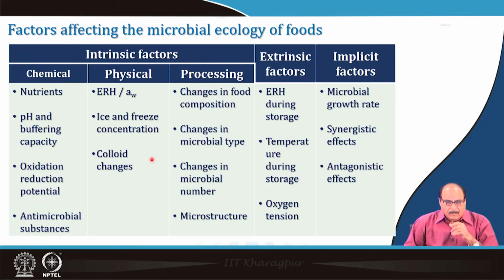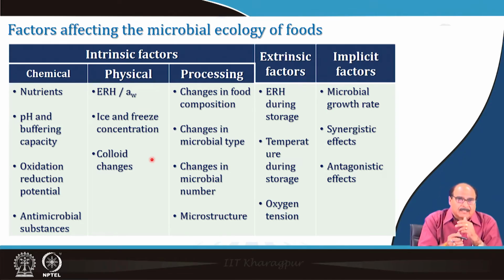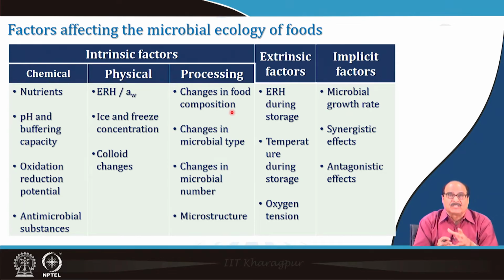Okay. Then, in this table I have summarized all these factors. The intrinsic factors include chemical ones like nutrients, pH and buffering capacity, oxidation-reduction potential, and antimicrobial substances; physical ones, that is ERH and water activity, ice and freeze concentration, colloidal changes; and processing factors, that is changes in the food composition during processing, changes in the microbial type, changes in the microbial number, or changes in the microstructure of the food, etc.